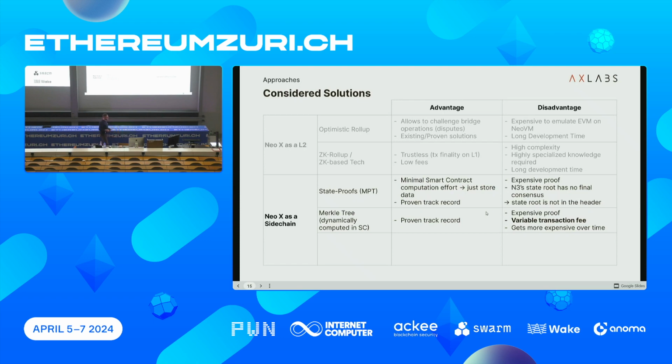One is a state proof, which takes minimal computational effort, because on the origin chain, when you deposit something, you could just do the transaction, and in a smart contract, it would just store that data. And that data would ultimately be included as a leaf in the whole Merkle-Patricia tree in the state proof. However, on N3, the state root is not in the header, so it doesn't really have final consensus. On the other hand, to prove that on the destination chain is quite expensive. Remember, NeoX is a new chain, so if a user wants to bridge something, he doesn't have any gas yet on NeoX, so he can't claim.